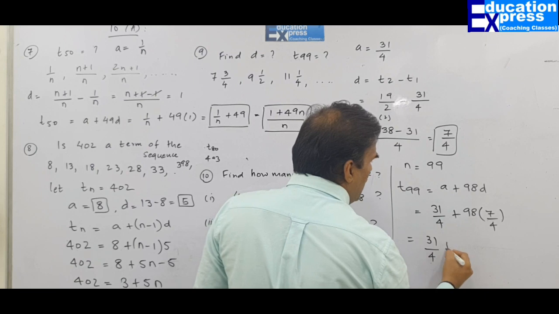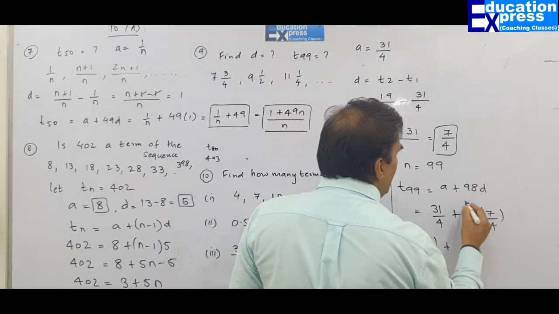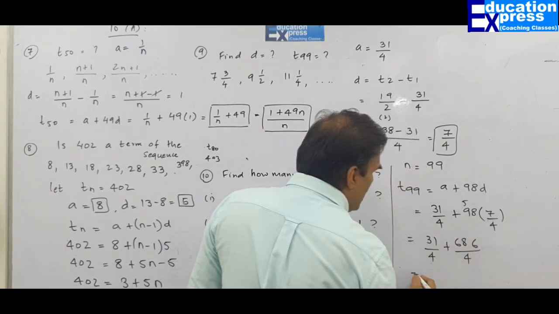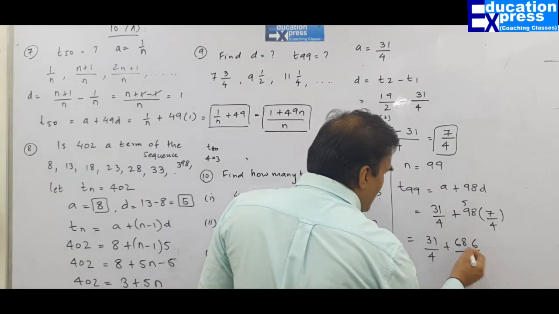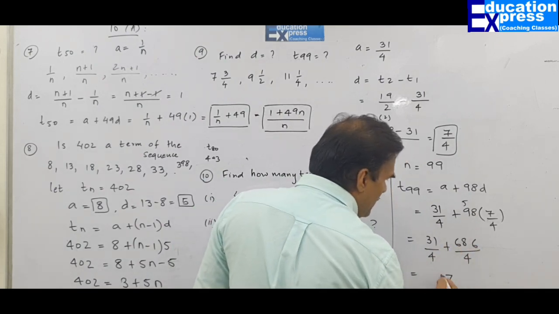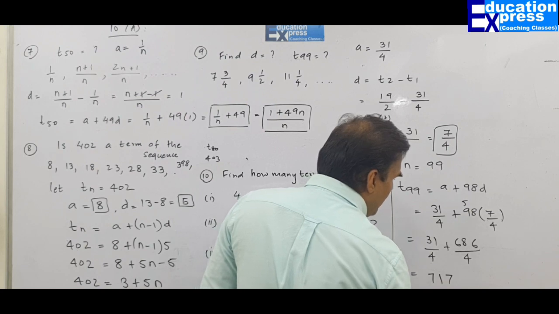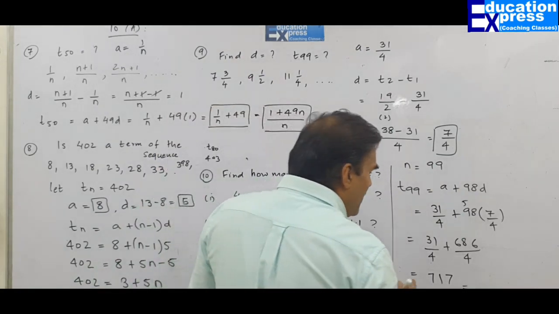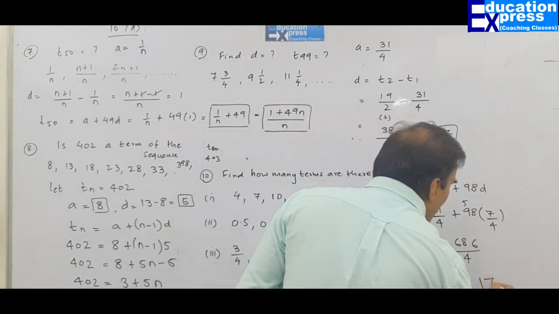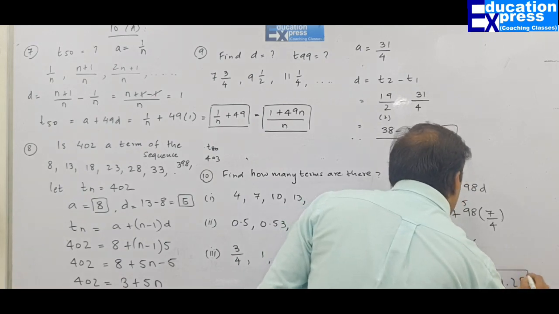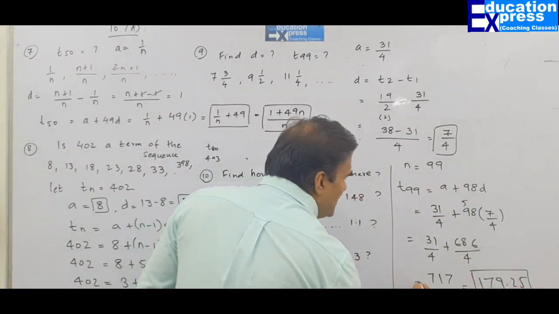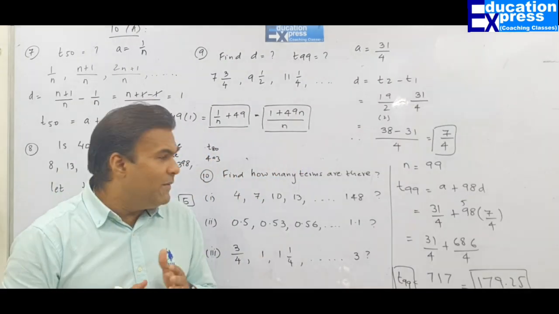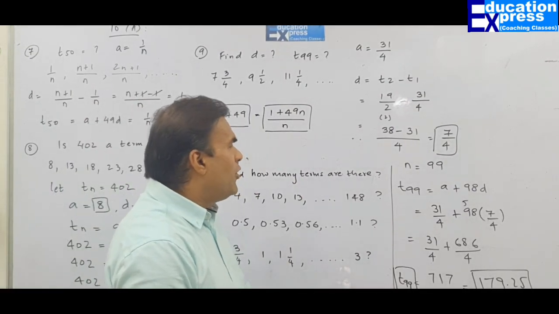31 upon 4, 98 sevens are 686 upon 4. When you add it, you get 717 upon 4. Now either you can substitute this or convert it into a mixed fraction. You can even write it in terms of decimal. So my 99th term would be 179 upon 25.